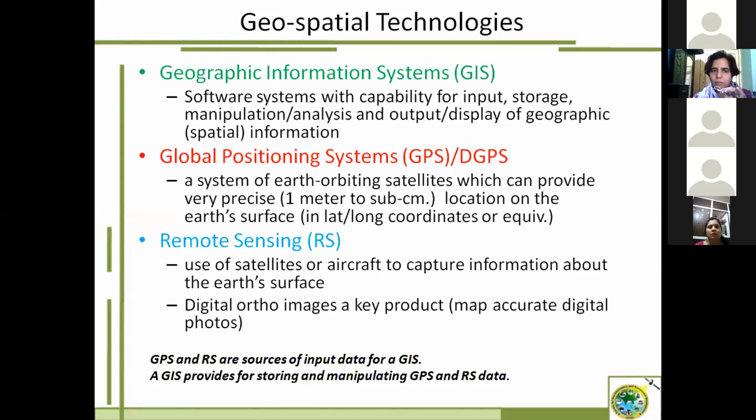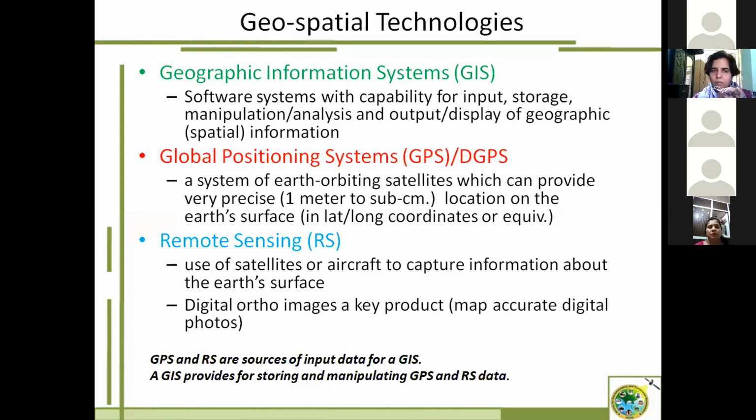Now is remote sensing. Our eyes are the basic example of remote sensing: what we capture of our surroundings and how that is presented in our mind. In the same way, in the broad term, we use satellites or aircraft to capture information about the Earth's surface. Digital ortho images are a key product, where we want map accuracy from a digital photo through remote sensing. Our satellites capture those images and we incorporate them into our GIS system.